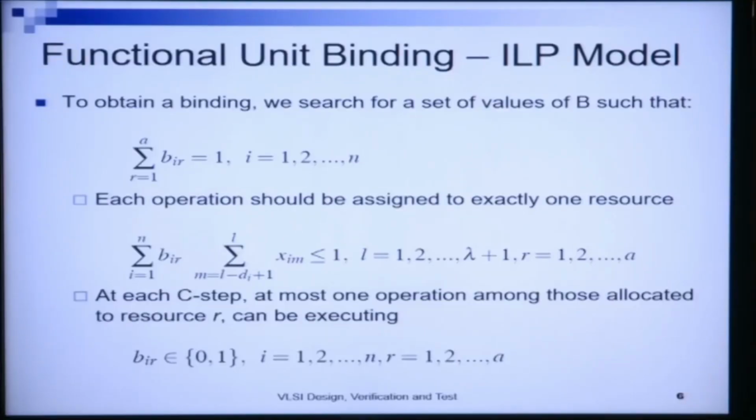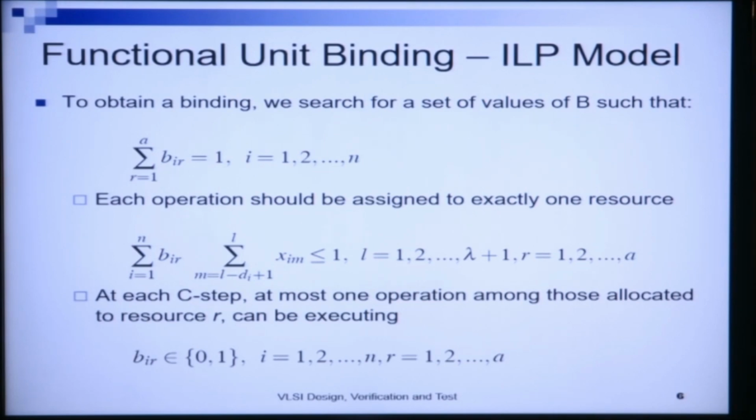So, with this we come to the formulation of the constraints. To obtain a binding, we search for a set of values of B, that means we need to allocate the behavioral operations to the resources such that a set of constraints are met. And what are these constraints? The first constraint is that each operation should be assigned to exactly one resource. How do we write this constraint?